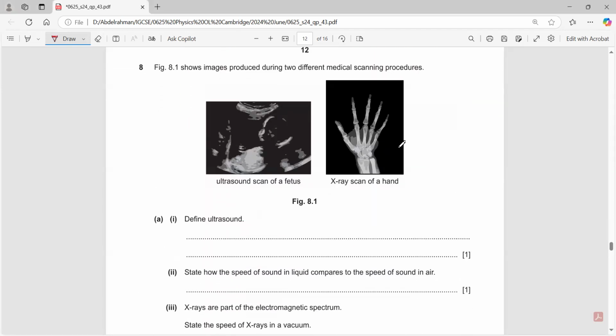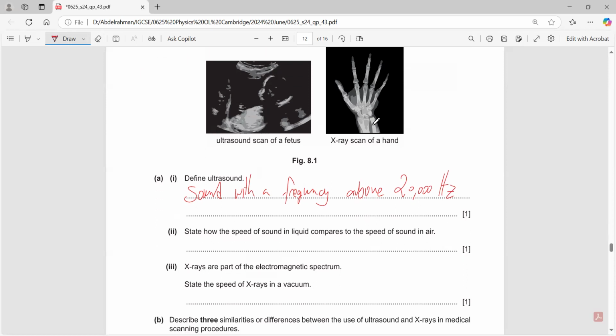Figure 8.1 shows images produced during two different medical scanning procedures. Define ultrasound. What is ultrasound? It is sound with a frequency above 20,000 hertz, 20 kilohertz.